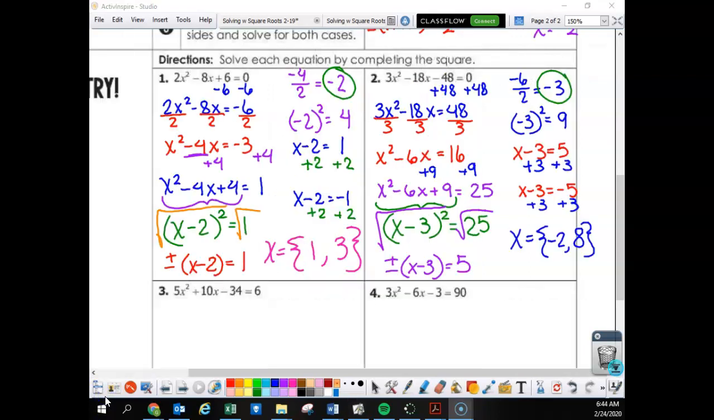Okay, so for number 2, here's your work. That's the answer. You should have gotten negative 2 and positive 8 for your solutions. Okay, now try number 3. Pause the video and try number 3.